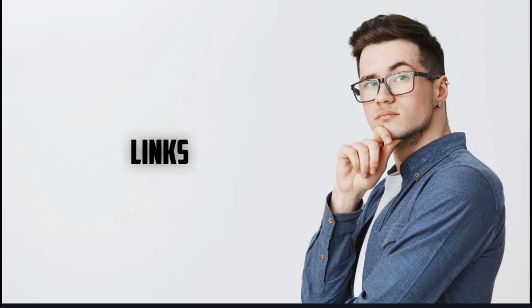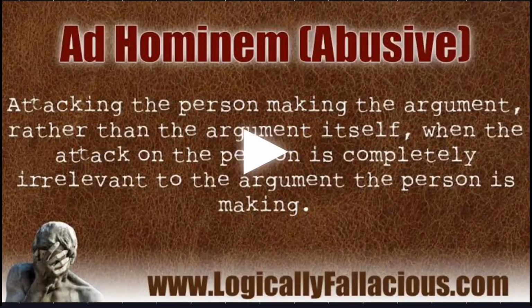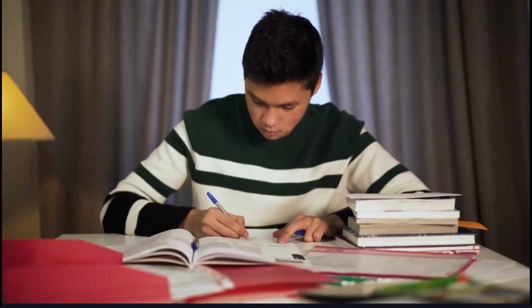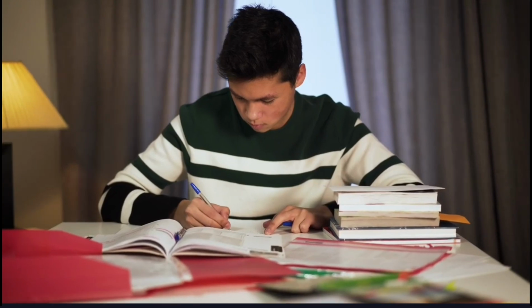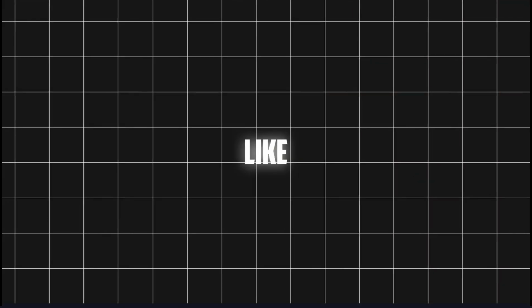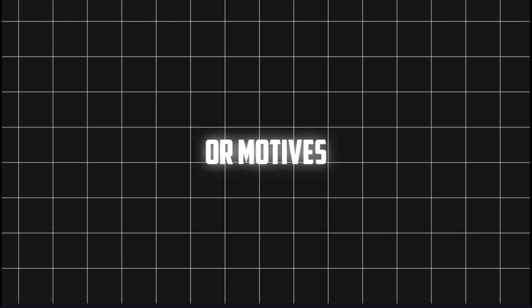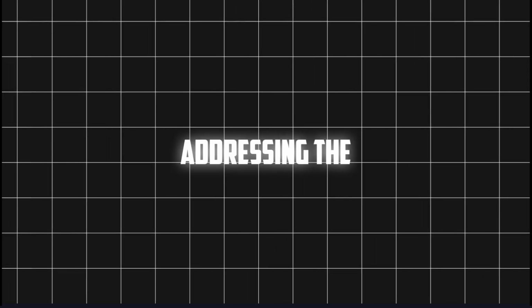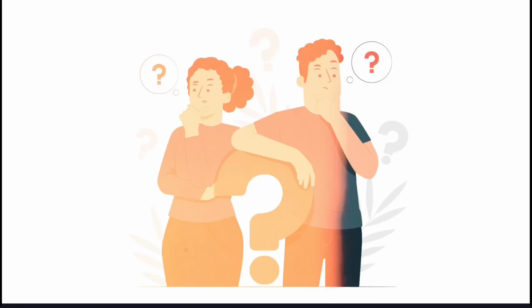If you're a philosophy student, then you probably know about this. But for the people interested, we will give links in the description. Coming back to the topic, ad hominem fallacy is often used as a diversion tactic to shift the attention to an unrelated point, like a person's character or motives, and avoid addressing the actual issue. So let's understand this with an example.